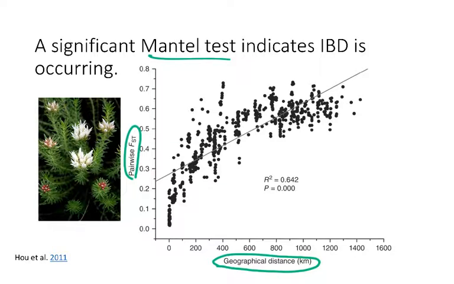So like we said, with isolation by distance, the more genetically distant you are, the more geographically distant you are as well. So what we're trying to do once we plot all these data points for all of these different sites is see if there's a significant correlation here. In this case, the R-squared value was relatively high, 0.6, and the p-value was indeed significant. So in this case, we would say for these plants, isolation by distance is indeed occurring.